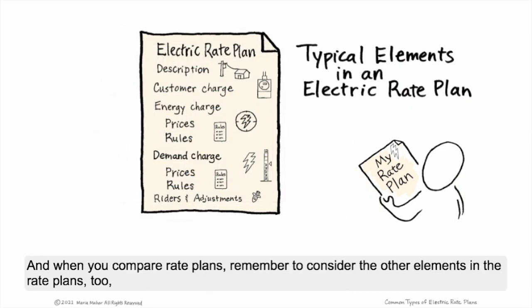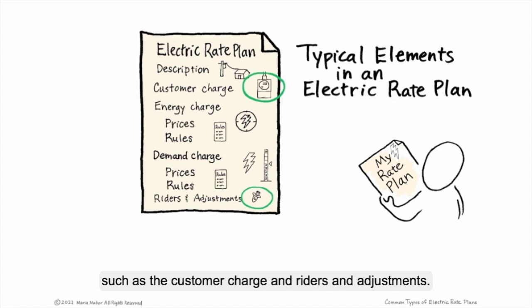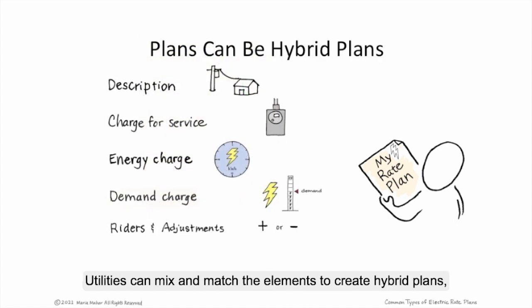And when you compare rate plans, remember to consider the other elements in the rate plans too, such as the customer charge and riders and adjustments. Utilities can mix and match the elements to create hybrid plans, so you'll want to look at each element in a plan.